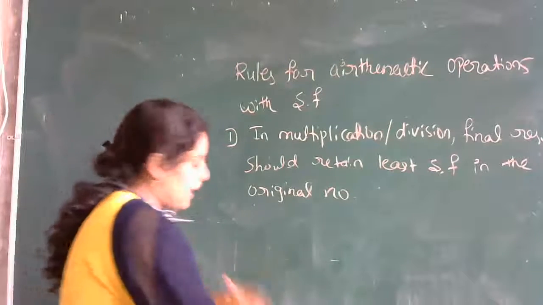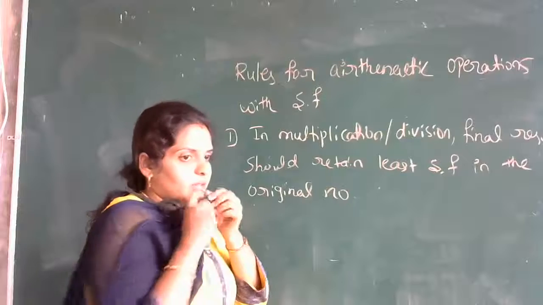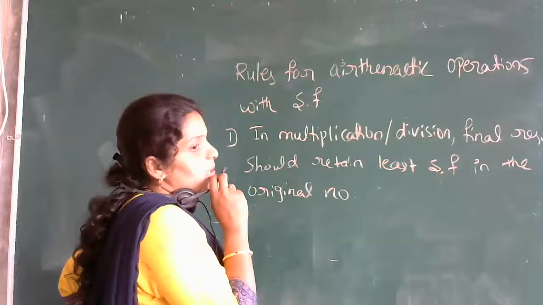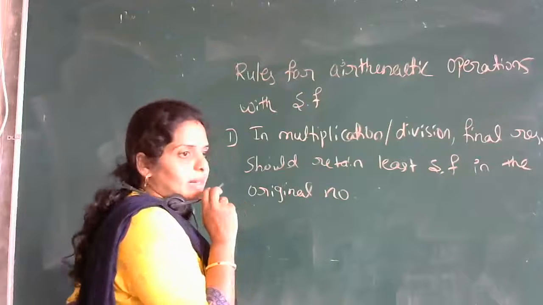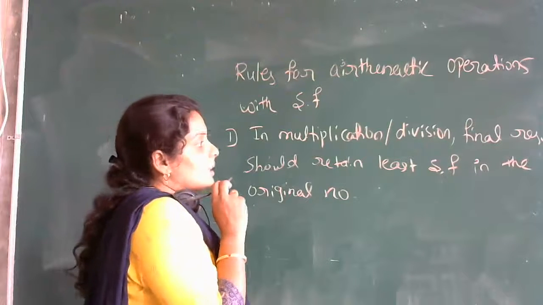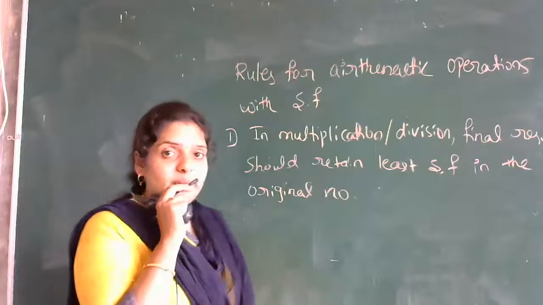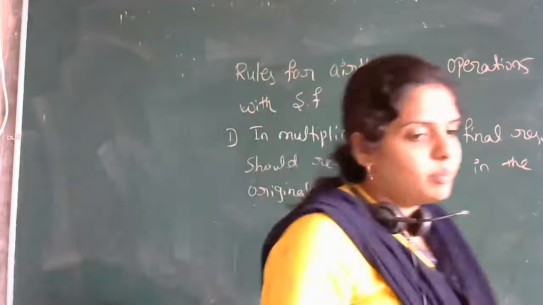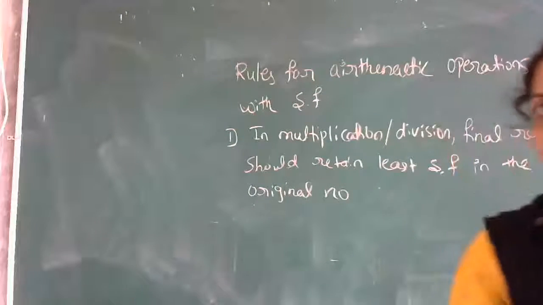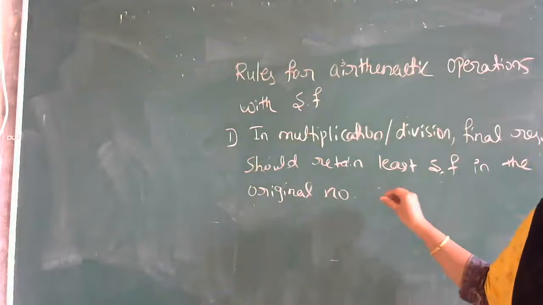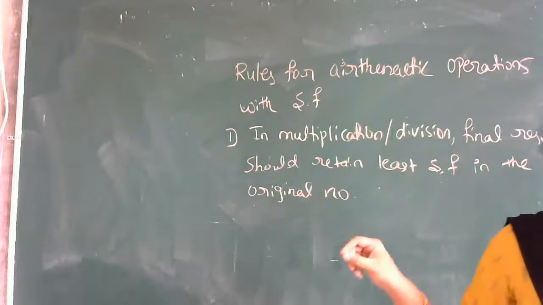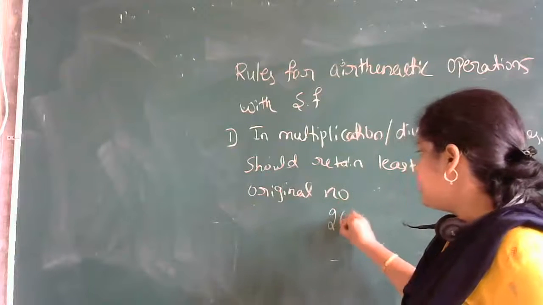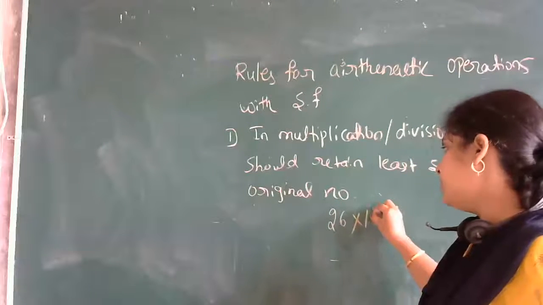So what is your first rule? The first rule is that in multiplication or division, both times we use the same rule: the final result should retain the least significant figures in the original number. For example, if you multiply any two numbers, you can take any example here. I'll take an example of different significant figures. Yesterday we discussed significant figures. So I'll take two numbers, 26 into 311.